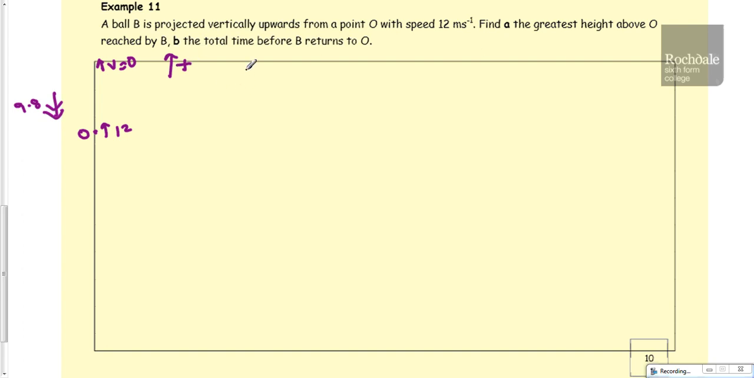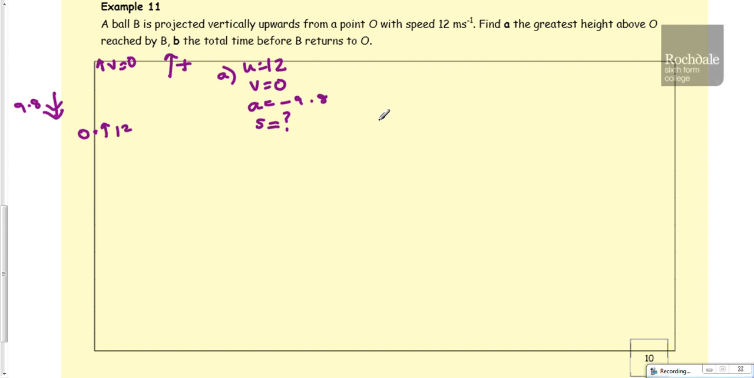So if we think what we've got, the initial speed was 12. At the point where it comes to instantaneous rest in the air, we have a final velocity of 0. This means that the acceleration is minus 9.8. It's going in the opposite direction to motion. And in part A, we're asked to find the greatest height. So it's the height at which this particle comes to instantaneous rest. So that's what we're looking for.